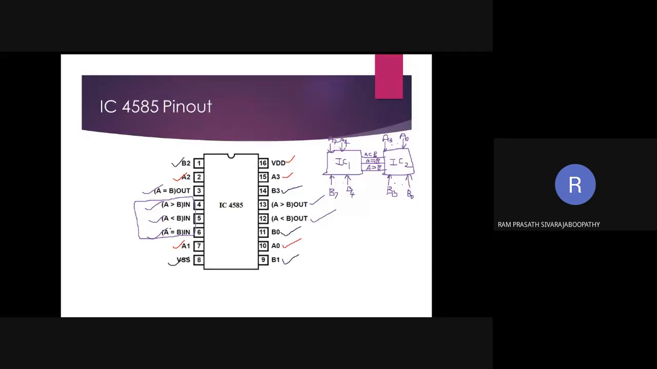Do not mix up the marking. A greater than B out must be connected to A greater than B in. Like that. So here what output will come? Lesser, equal, then greater. So this is the final output.